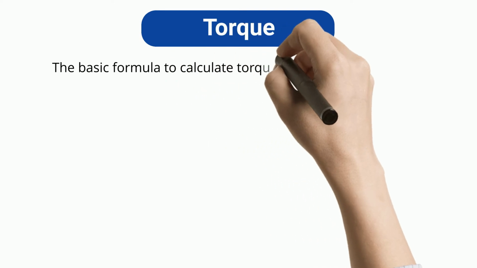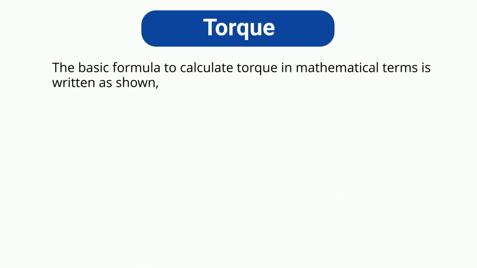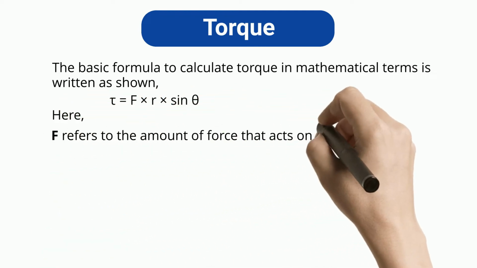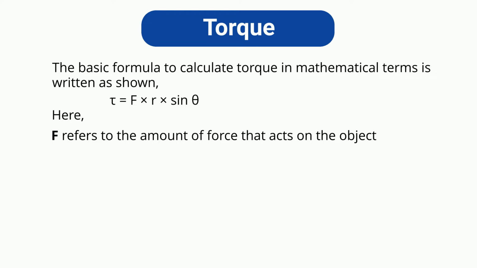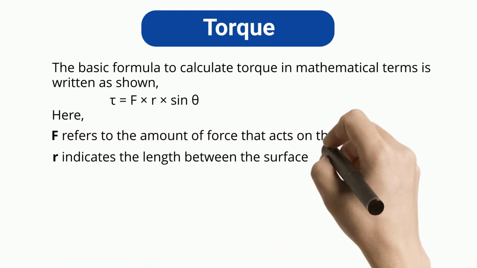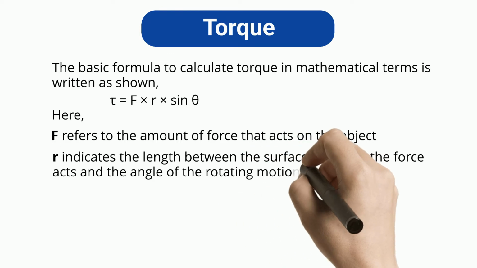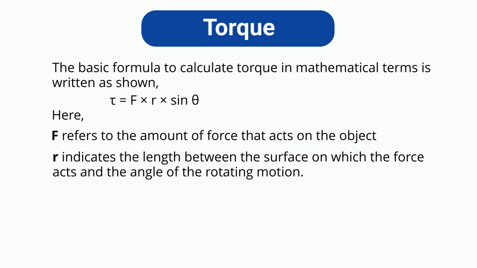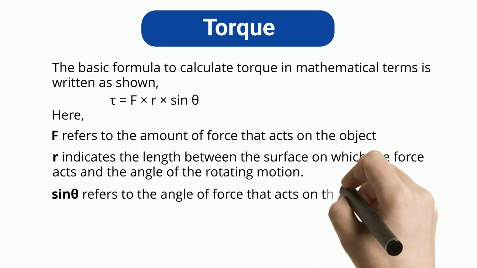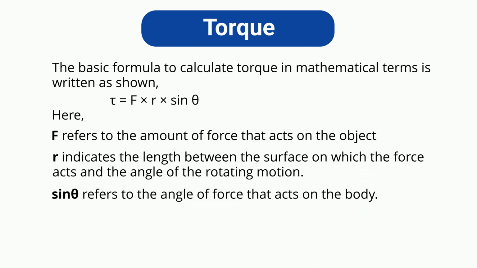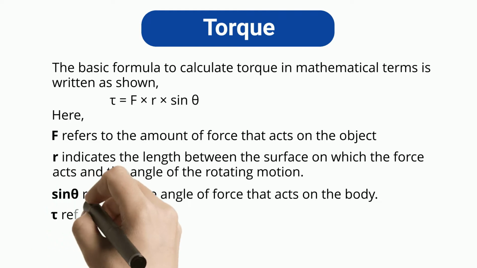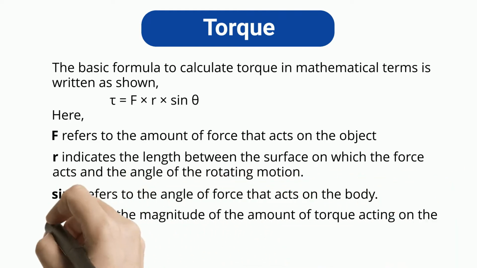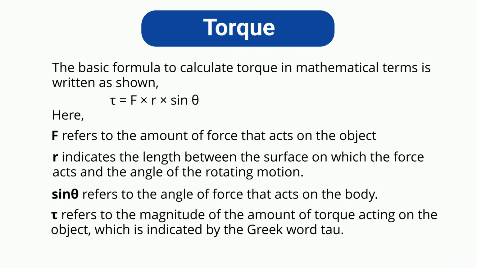The basic formula to calculate torque in mathematical terms is written as shown. Tau equals F r sin theta. Here, F refers to the amount of force that acts on the object. R indicates the length between the surface on which the force acts and the axis of the rotating motion. Sin theta refers to the angle of force that acts on the body. Tau refers to the magnitude of the amount of torque acting on the object, which is indicated by the Greek letter tau.